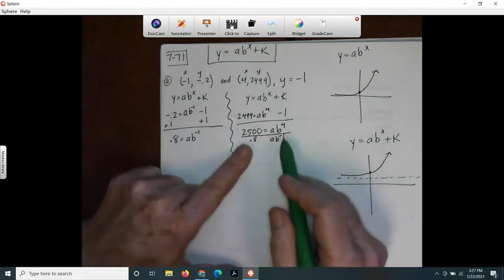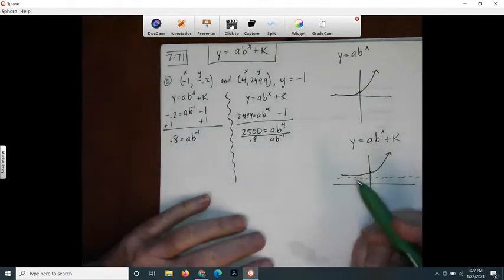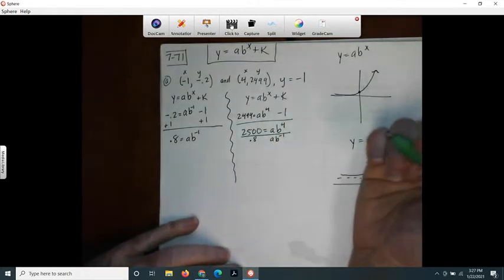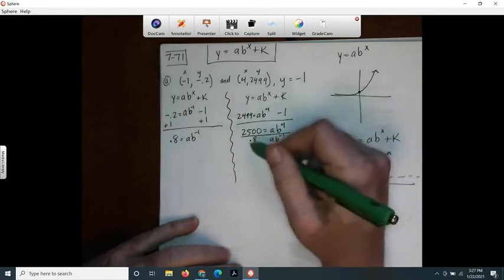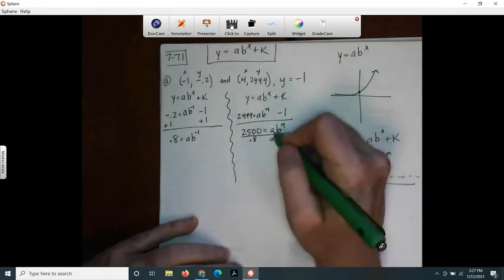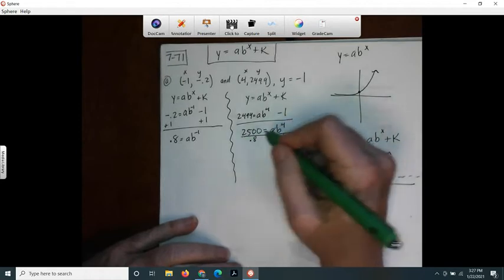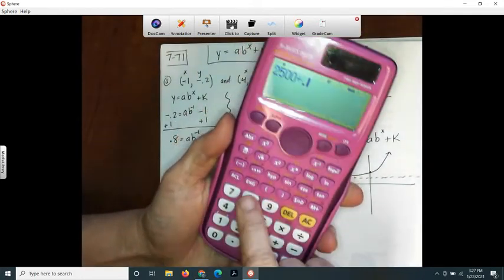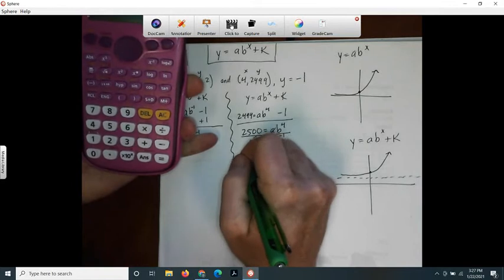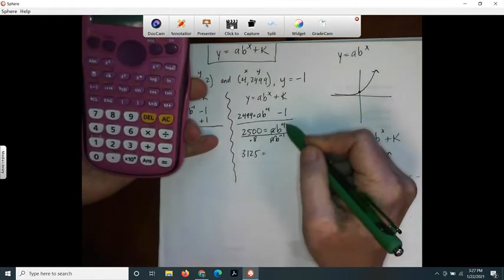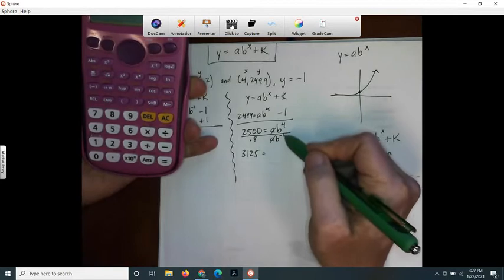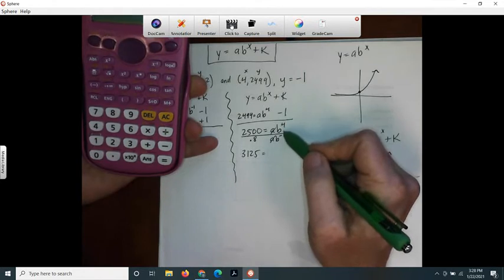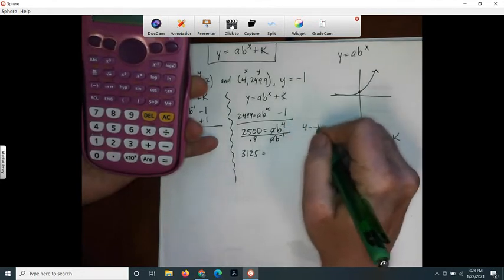So that's why I'm allowed to divide equations by each other. You probably haven't had an opportunity to divide an equation by another one, but you can, and in this case it's a good idea. So a divided by a gives me 1, and they cancel out. 2,500 divided by 0.8, we can get that. And then b to the 4th divided by b to the -1. If you remember, there's a law of exponents that says I can go 4 minus -1. Well, that gives me 5.